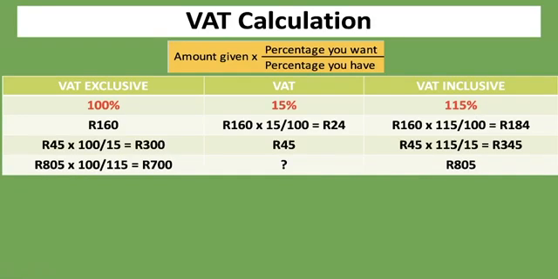What about the VAT? We'll take the VAT inclusive of 805 Rand and you multiply that by the percentage that we want, which is 15%, and we divide that by the percentage that we have, which is the 115%, and it gives us an answer of 105 Rand. And obviously, if you add 700 plus 105 Rand gives you 805. So always making sure you are correct.